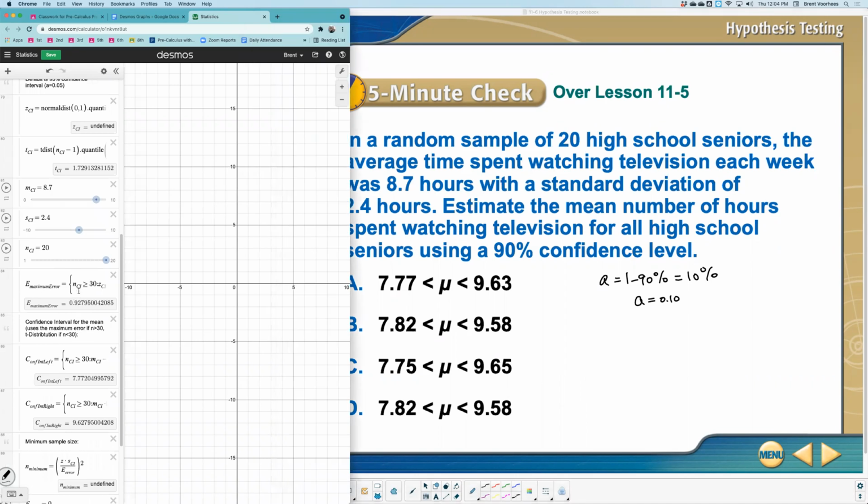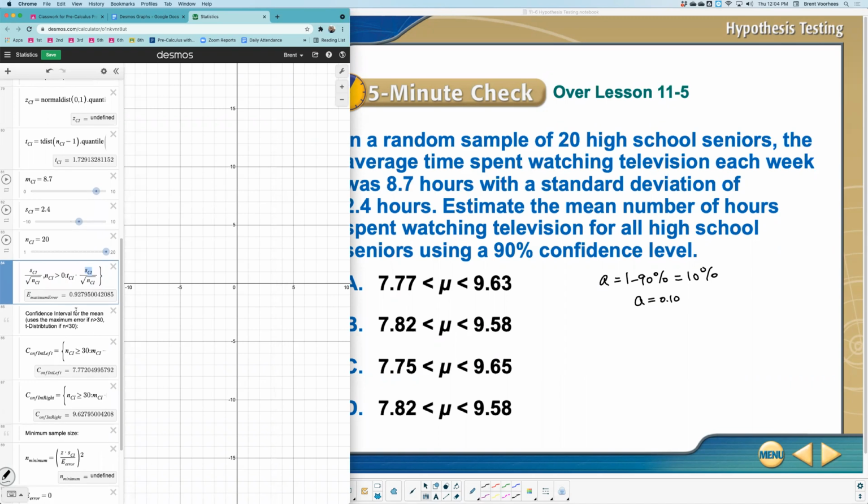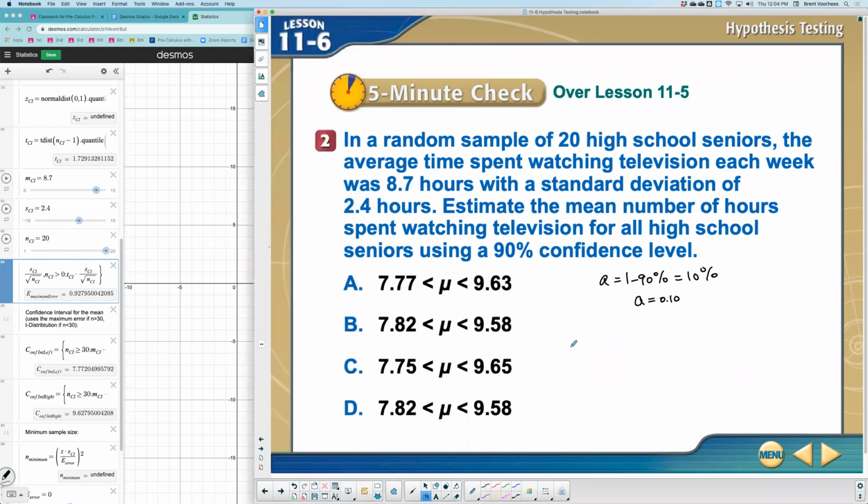And when I come down, my T-score value would multiply with the standard deviation of 2.4, and then you would divide by the square root of 20. And we'd get 0.93 if I round. So 0.93 is the maximum error, and the confidence interval would go from 8.7 minus 0.93 to 8.7 plus 0.93, which looks like 7.77 and 9.63. The correct answer would be A here for number two.